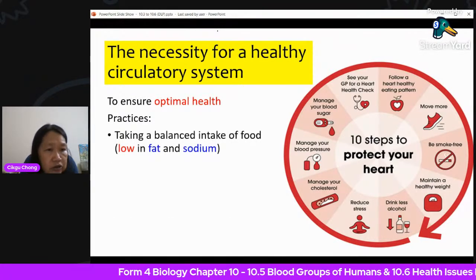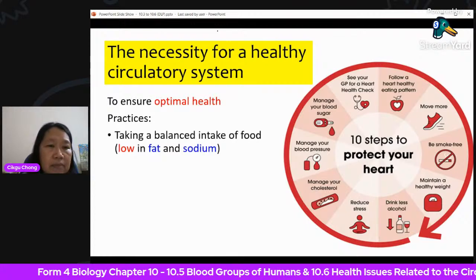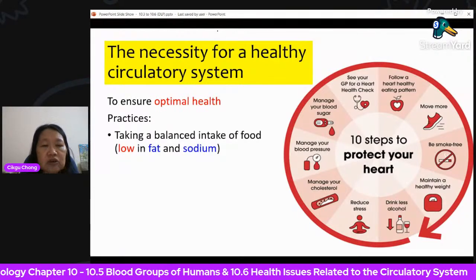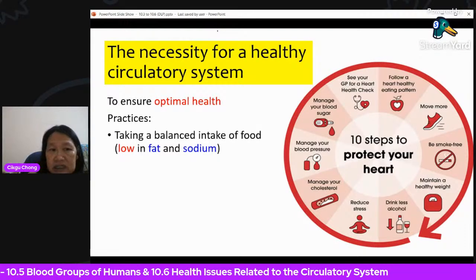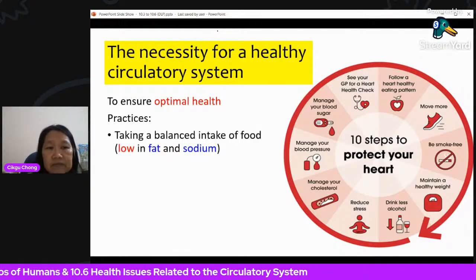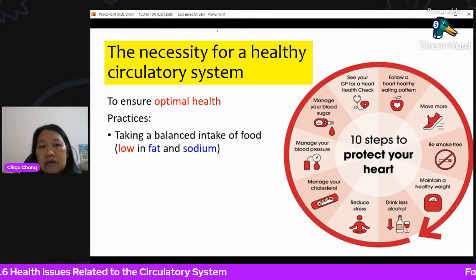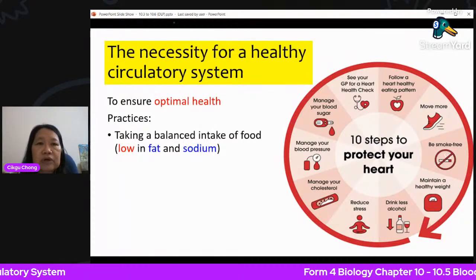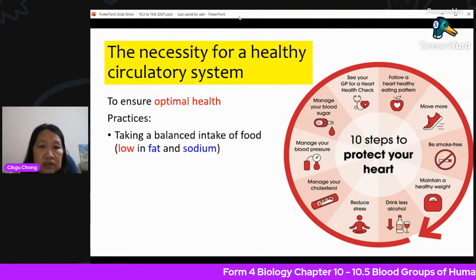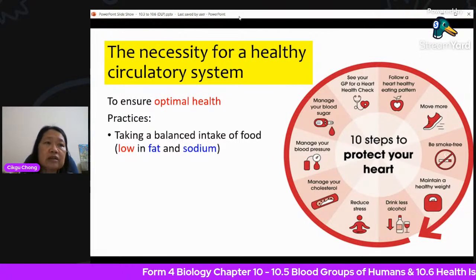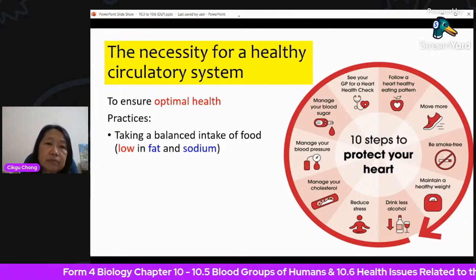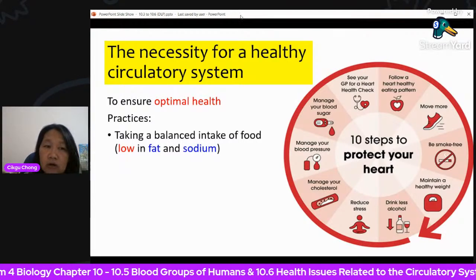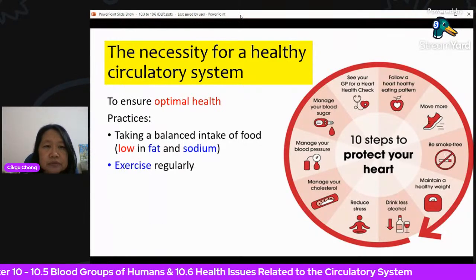These are some of the things you can do. You have to take a balanced intake of food. That means your food has to have a certain kind of quality. For example, low fat and low salt. Because the salt content can increase high blood pressure. Sodium can increase the blood pressure. So, low fat, low salt.